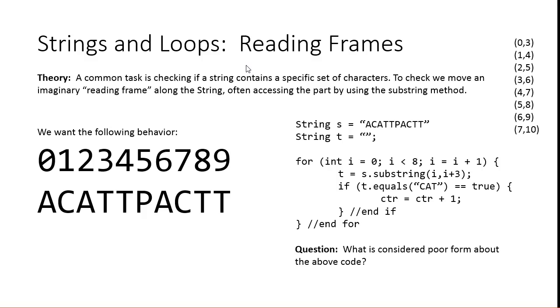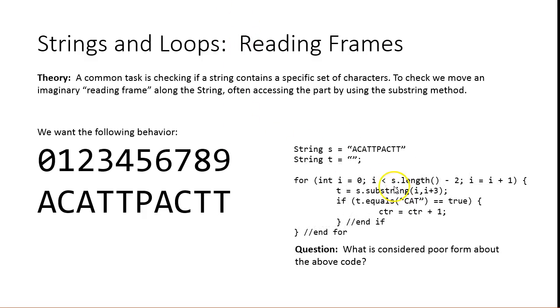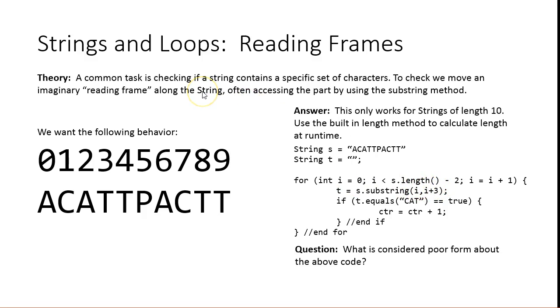So now my question is, what's considered poor form about the above code? I'm going to tell you it's going to work perfectly fine with the exception of not declaring the counter variable. But what's considered poor form here is this. We should never actually write in the length of the word. We should always have the length of the word calculated using the built-in length method, because that means it will calculate the length at runtime, and this will work for a string of any length. If I was to put i is less than 8 here, this is only going to work for strings that are length 10.